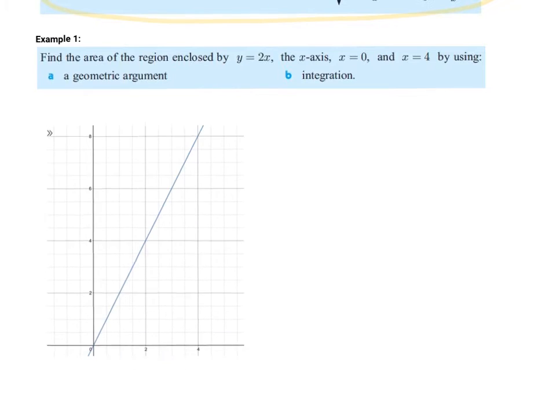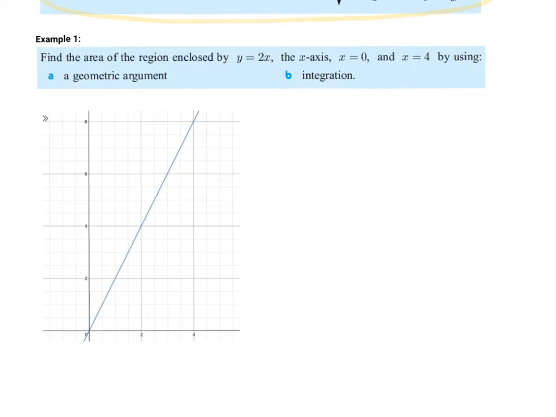So example 1 says, find the area of the region enclosed by y equals 2x, the x-axis, x equals 0, and x equals 4, using a geometric argument, and then by using integration. So let's start by taking a look at what this function resembles. I've already graphed this function in Desmos. You could graph it on your graphing calculator for good practice. But here's the function y equals 2x.